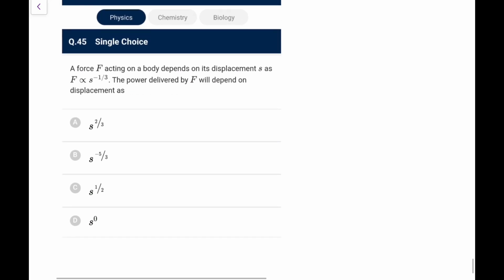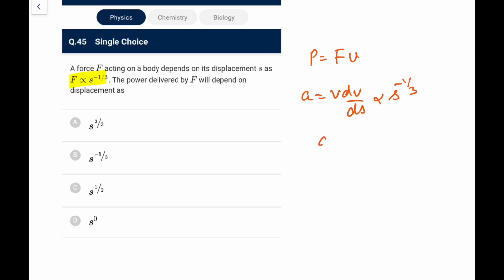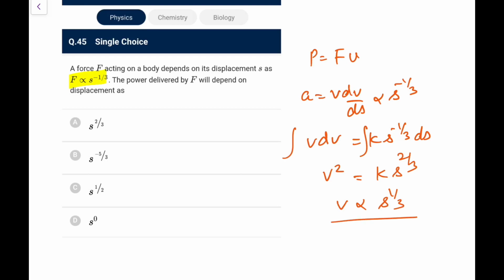Next. Force acting on a body depends on the displacement like this. Okay. The power delivered by F will depend on displacement as? Power, you know, is F dot V. So F is proportional to s to the power minus 1 by 3. First of all, force is ma, so I can write acceleration as v dv by ds, which is proportional to s to the power minus 1 by 3. So v dv would be some constant times s to the power minus 1 by 3 ds. If I integrate it, we get v² is k s to the power minus 1 by 3 plus 1, that is 2 by 3. So v is proportional to s to the power 1 by 3, that is what you can make out. So F was proportional to s to the power minus 1 by 3 and v is proportional to s to the power 1 by 3, so the product does not depend on s. Go for option D.